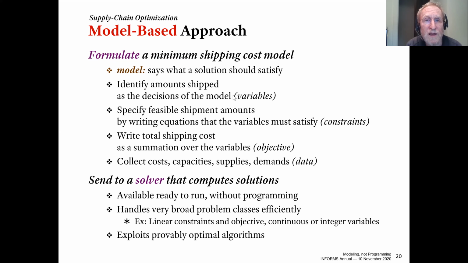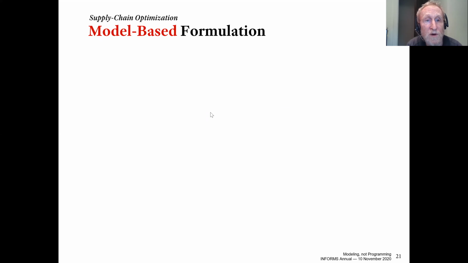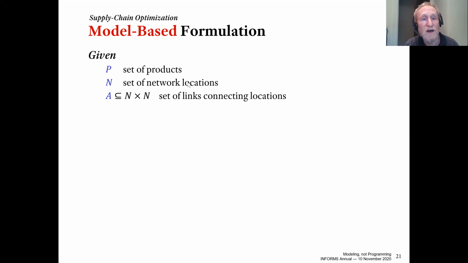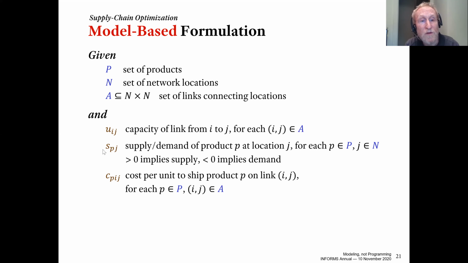And let me just show what a formulation would look like for this particular example. There'd be a description of the sets of products, locations, and links which define the network. And then three kinds of data. There are capacities, there are supplies or demands, and there are costs per unit of shipments. And so we just define all that in an abstract way there, and then we can describe very concisely what the objectives and constraints are.